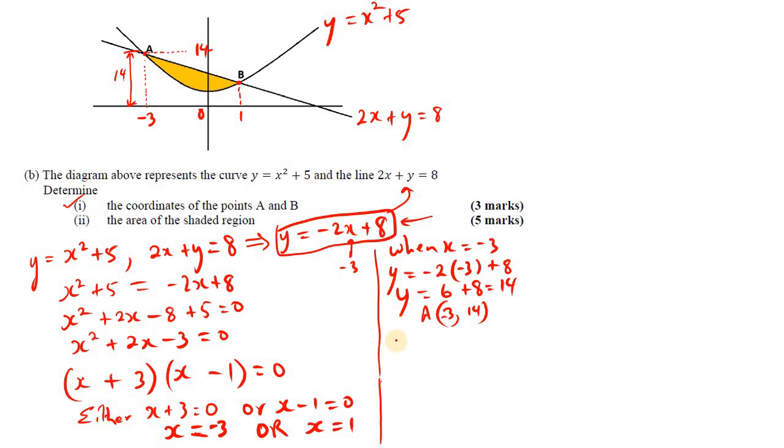And let's look at B now. When we have the x coordinate of B, which is 1, so when x is equal to 1, let's use the same equation, y equals negative 2x plus 8. We're going to put 1 where x is. So y is equal to negative 2 times the x value of 1 plus 8, and we're going to get y equals negative 2 plus 8. y is equal to 6. So when x is 1, y is 6.